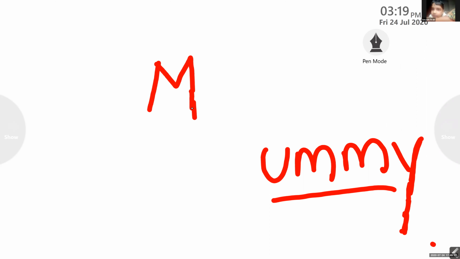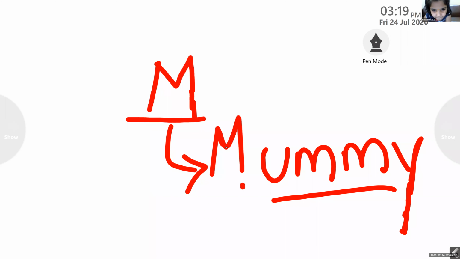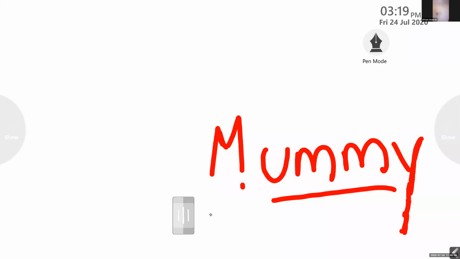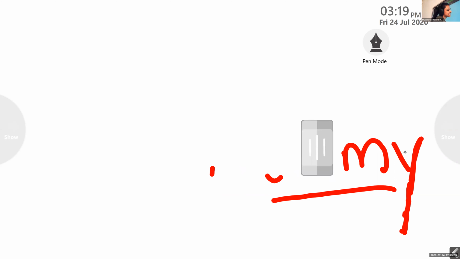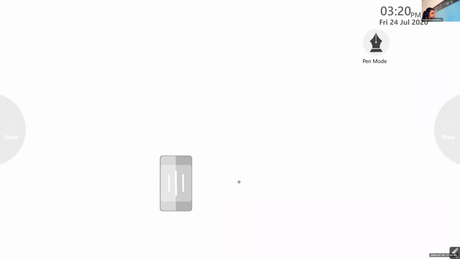Ma. Okay. Now, I'm inserting the sound of ma to "ommy". So, what does it become? Mommy. Yes. When we insert ma to "ommy", it becomes mommy. Very good. On to the next alphabet letter. What is next?